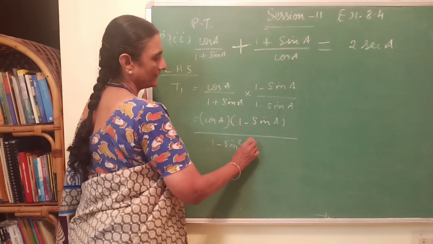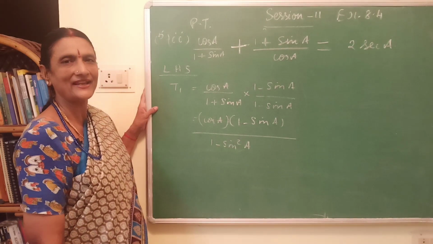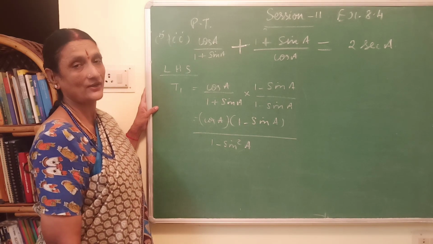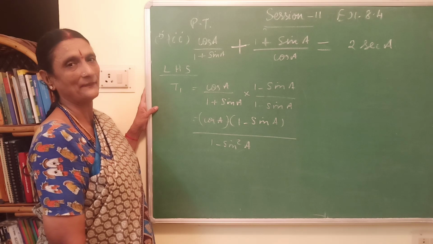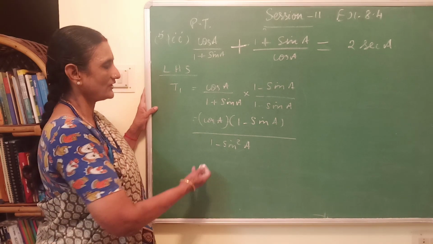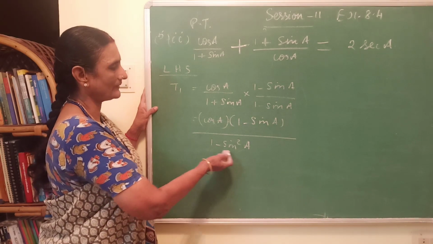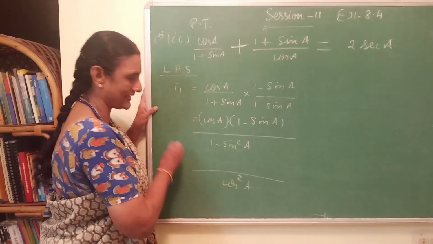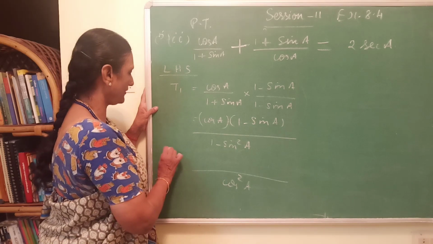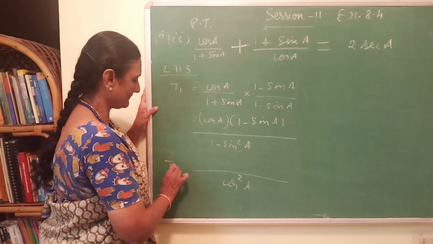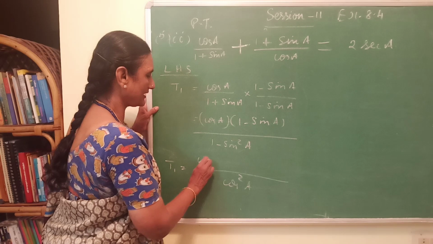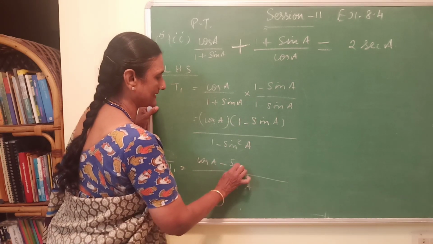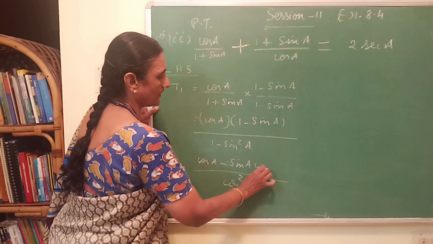Now 1 minus sin square A, yesterday itself I told you the sin square A plus cos square A is equal to 1. That particular identity can be used in 3 different ways. So using that way, you are getting 1 minus sin square A as cos square A, which comes to the denominator, and the numerator of term 1 becomes like this: cos A into 1 gives you cos A, and then minus sin A into cos A. That is term 1.